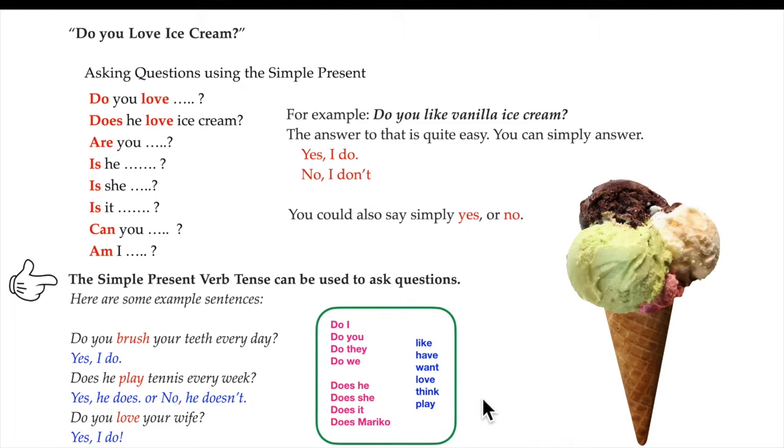in the last lesson. Do I? Do you? Do they? Do we? And then he, she, it, and a name, does. So you could say, does she like ice cream? Does she love her husband? Does Mariko play piano? And in this case, yes, she does. No, she doesn't.